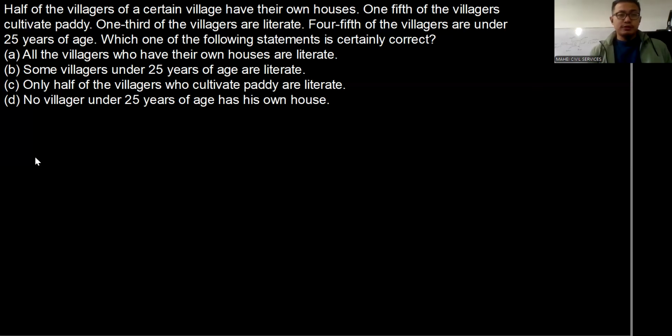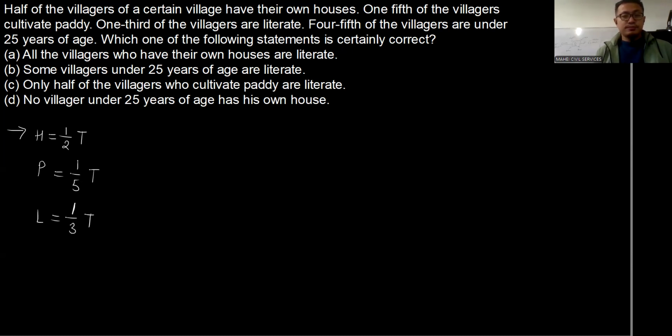Half of the villagers of a certain village have their own houses. One half of the total number of villagers. 1/5 of the villagers cultivate paddy. Paddy cultivators are 1/5 of the total. 1/3 of the villagers are literate. Literate are 1/3 of the total villagers.